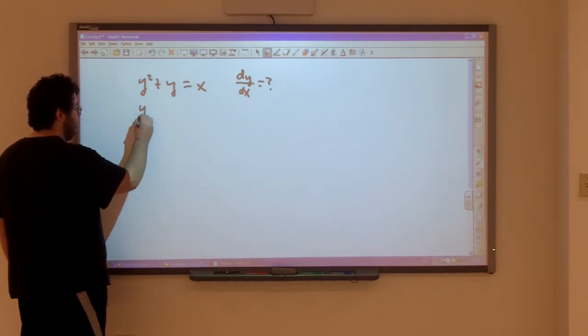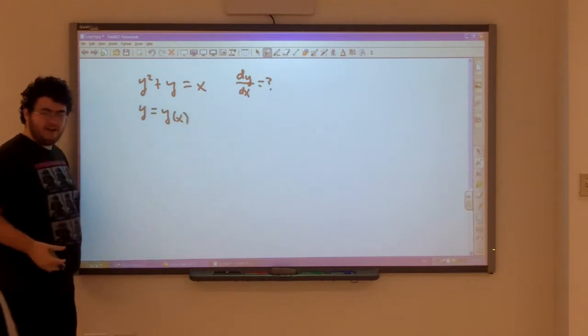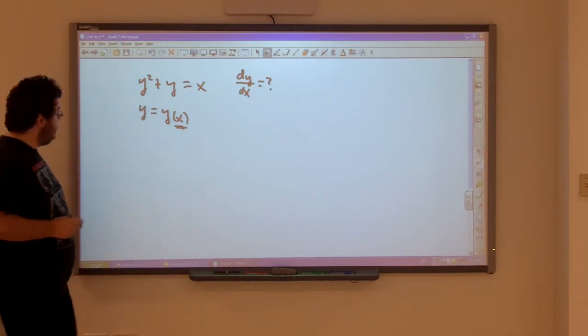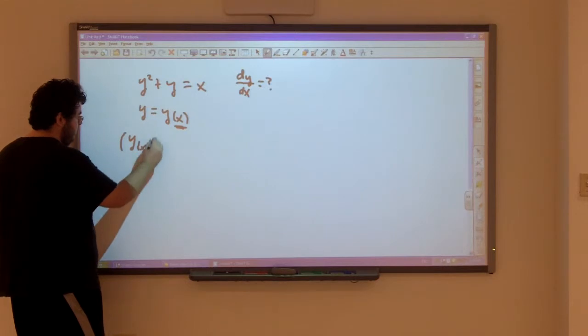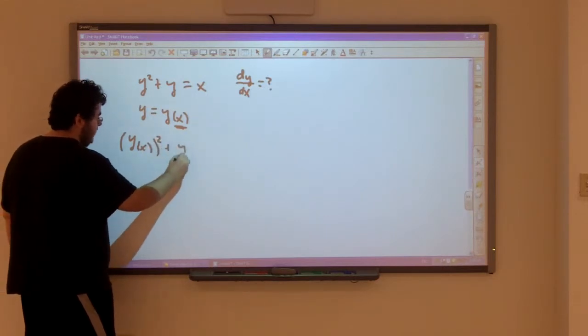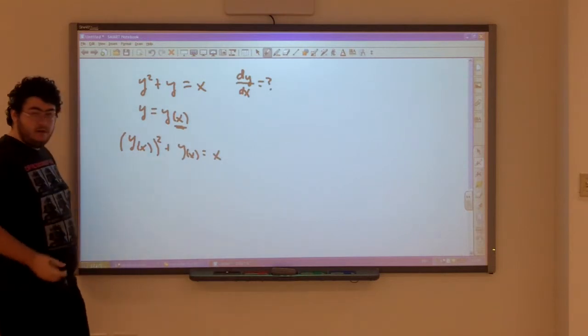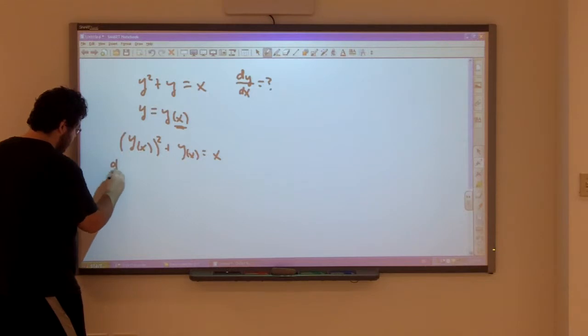Okay, so it's not obvious how to start here, but before we even go on, let's recognize that this y is really a function of x. So y is really y of x. We just write y so we don't have to write this extra part each time. So what we're really looking at is y of x squared plus y of x equals x. So all we want to do is take the derivative of both sides.